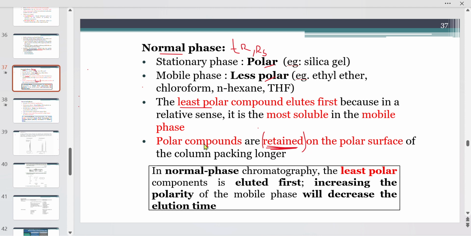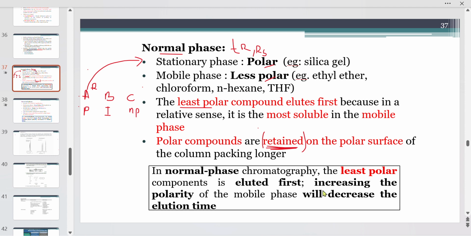Okay, so the retained component is the one that will follow the stationary phase. So for example, you have three types of analyte: analyte A, analyte B, and analyte C. So analyte A, for example, is polar. Analyte C is non-polar, and then analyte B, for example, is intermediate. Okay, so in normal phase, the polar analyte will retain. So this will retain, and the non-polar analyte will be eluted first.